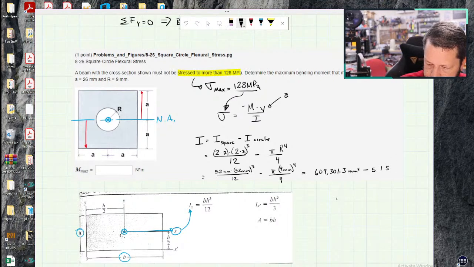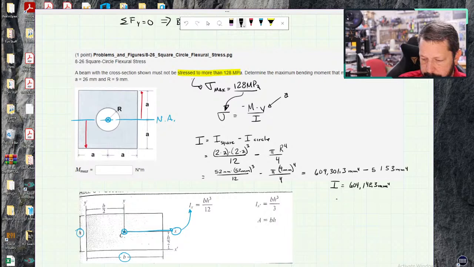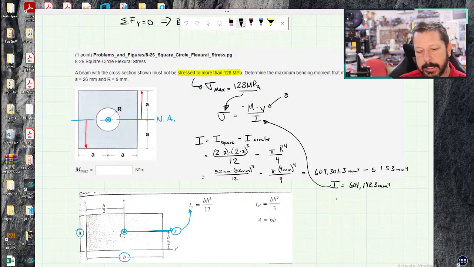153. So that math: 609,301.3 minus 5153. The total moment of inertia for the composite is 604,148.3 millimeters to the fourth power. That can go in here. The only unknown now is M, which is what we want to find.